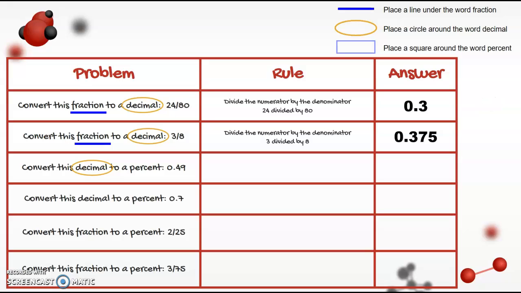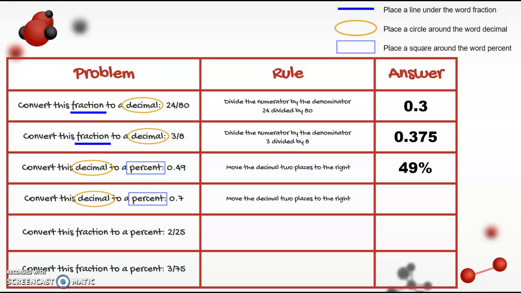We're going to circle the word decimal. Now we're going to convert a decimal to a percent. So the 0.49, we need to move that decimal 2 places to the right, and that's going to give us 49%. We're going to convert another decimal to a percent. My decimal is 0.7. My rule is move the decimal 2 places to the right. I go ahead and do that. I have to add a 0 at the end, and it's 70%.